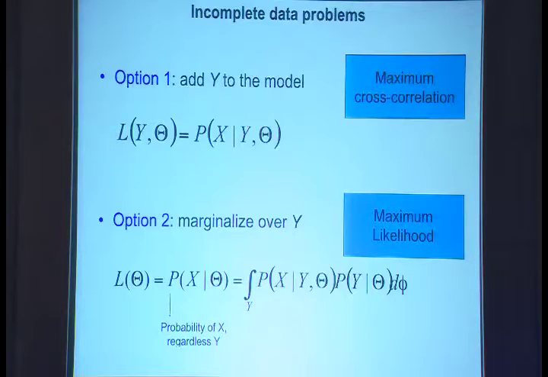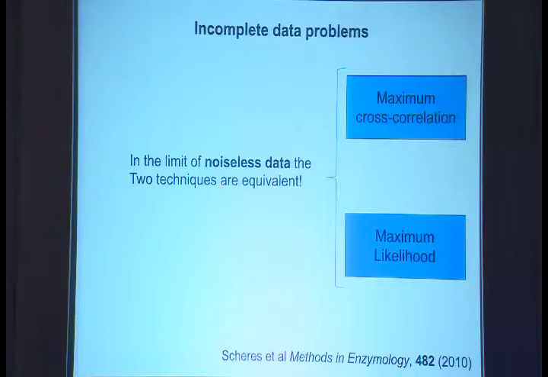So these two methods are very similar. If we don't have a lot of noise in the data, then they are equivalent, and you can just use maximum cross correlation or maximum likelihood. However, because we have a lot of noise, we at the LMB prefer maximum likelihood for refinement. If you want to read more on maximum likelihood in comparison with cross correlation, again, Methods in Enzymology in 2010, which has a lot of chapters dealing with different topics, is very useful.